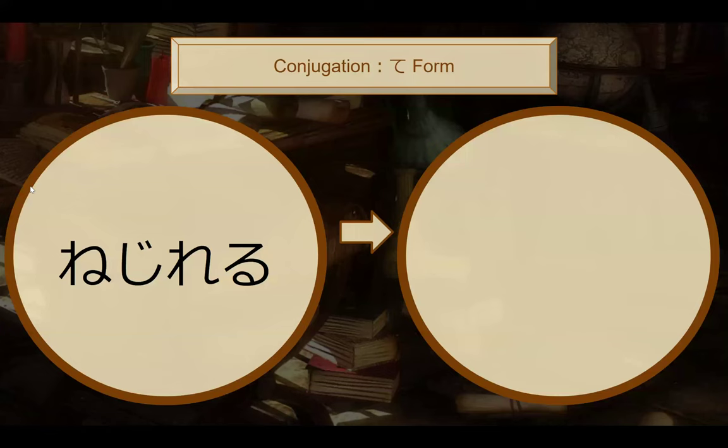What's the te form of nejireru? It's the te form with Nejirete. So this has got to be a ru-verb. So Nejirete. No glottal stop. Perfect. Let's go read the example sentence.